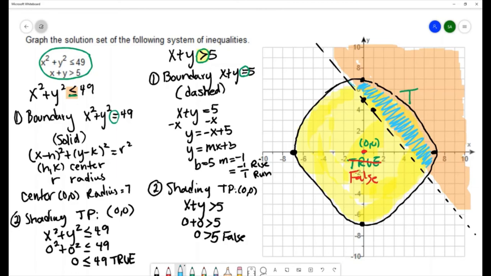And because this boundary line is dashed, this boundary line is not included in the solution set. However, this line over here, this boundary line, is included because that boundary line is solid. So this region here represents the solution to the system of inequalities.